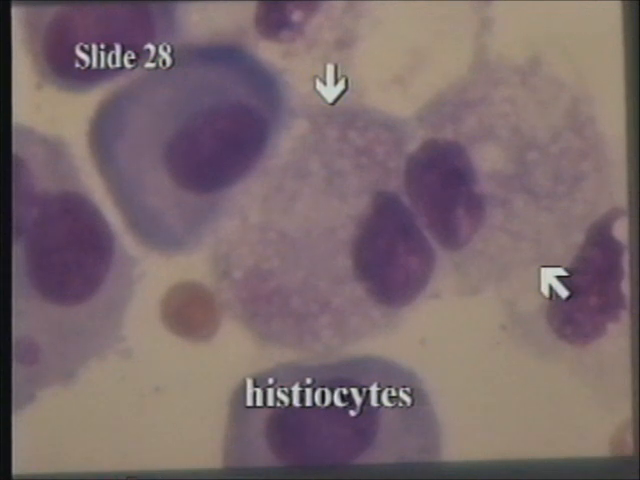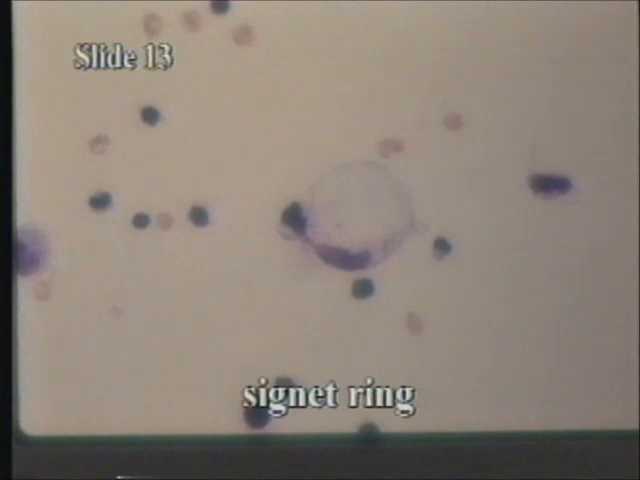The two histiocytes are a type of tissue cell frequently seen in serous fluids. In the center of this slide is a signet ring. The magnification of this slide is less than what we have been viewing, so you can more easily see the structure. This is really nothing more than a vacuolated histiocyte that has had its nucleus pushed to one side by the large vacuole, giving it an appearance of a signet ring.